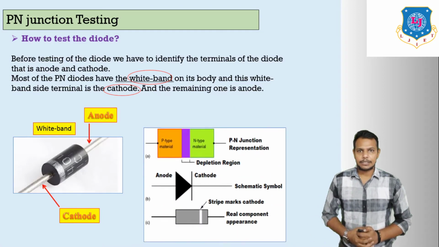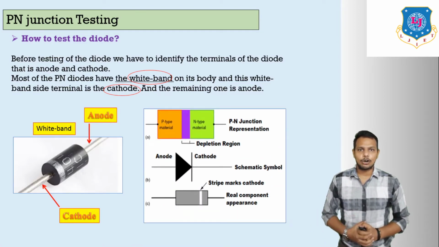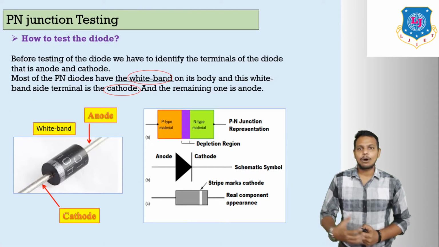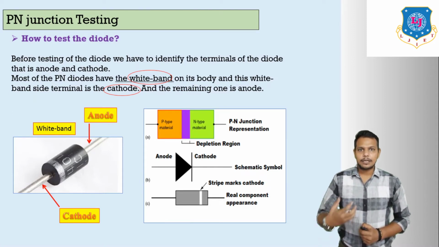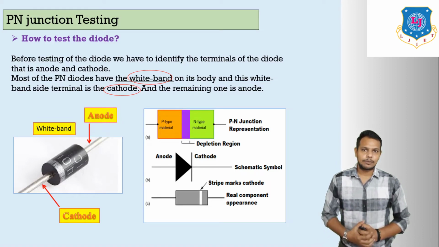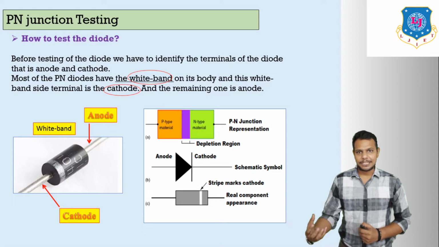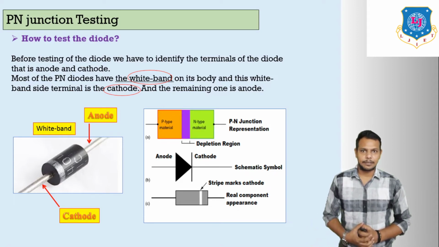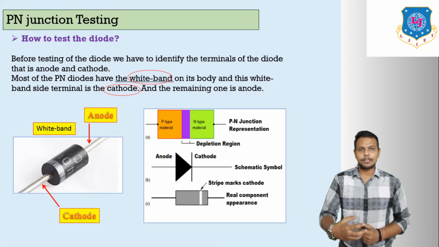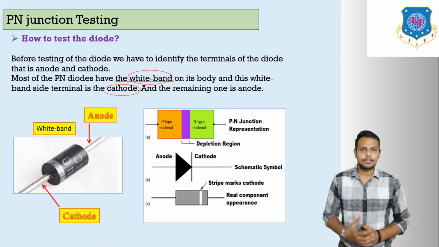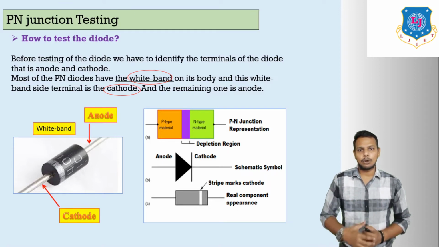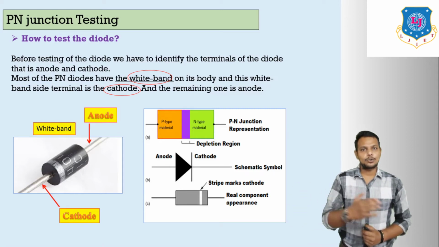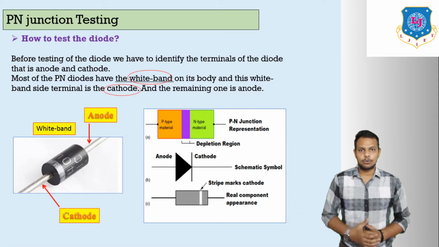Now we can see the construction of the PN junction diode along with its symbol. In a PN junction diode two types of material are used: one is P-type material and the second is N-type material. Between the P-type and N-type material there is a depletion region. Thereafter, in the figure we can see the symbol of the diode. Current always flows in the direction of the symbol, from anode to cathode.